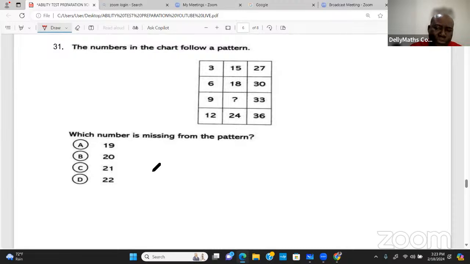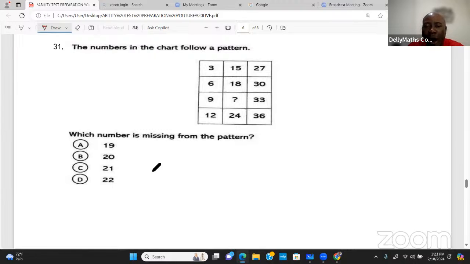Question 31. It says the numbers in the chart follow a pattern. So they're telling us that this follows a pattern, and what you want to do is to pick out that missing number. There are so many patterns jumping out. So you could just see any one you want to see. It's up to you. I can't tell you what to see. I'm going to point out a lot of patterns.